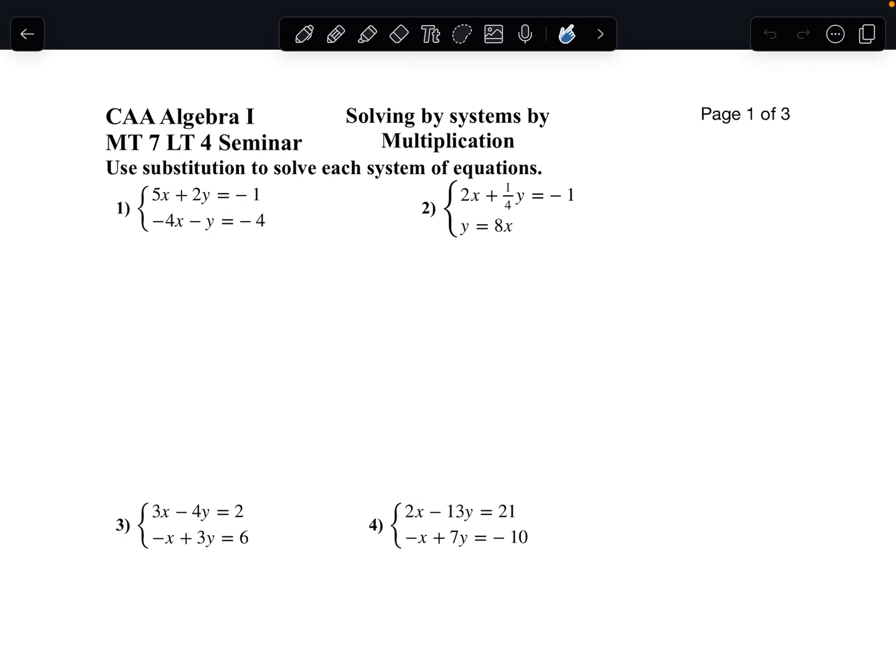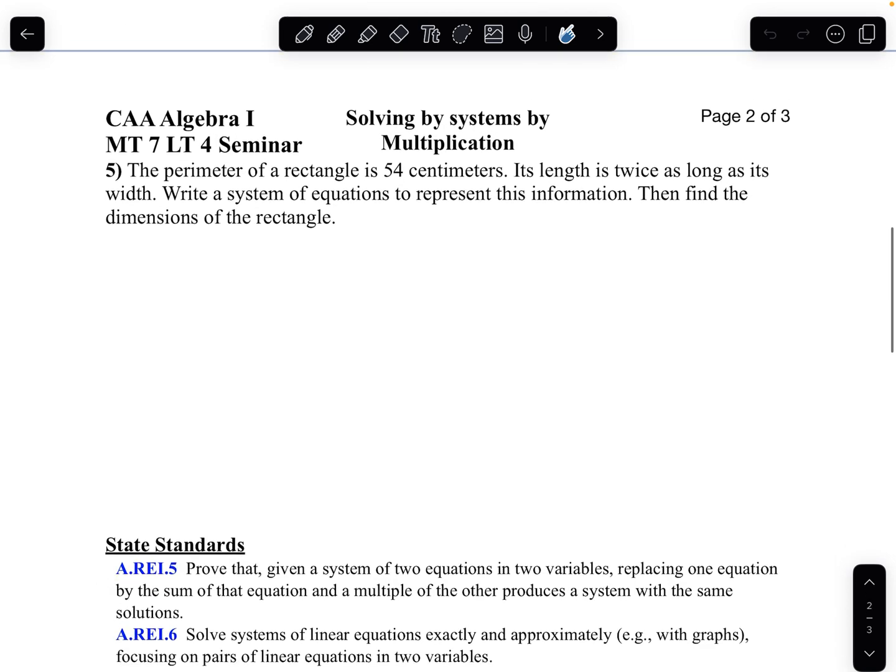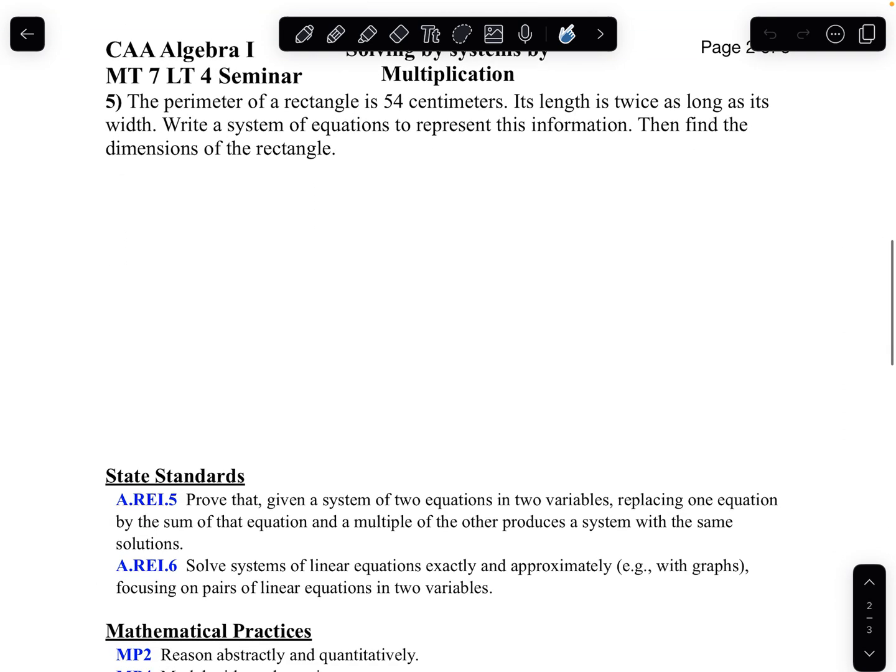Let's take a look at your MT7 LT4 seminar on solving systems by multiplication. First thing I want you to do is do the first 5 questions on the video and then come back and we'll do the rest together.